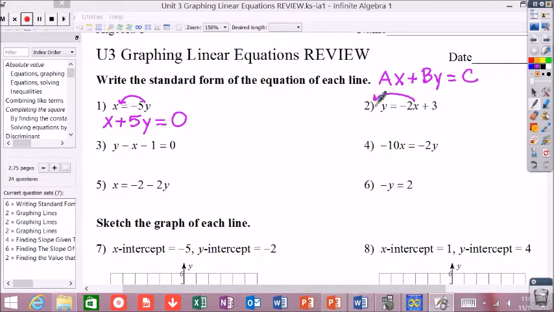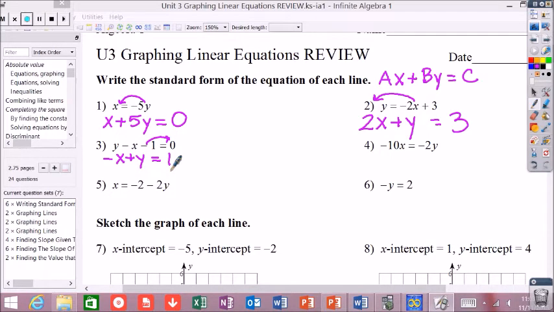For our next equation, we're going to take the negative 2x term and move it to the front. And to move it over, we need to add 2x to both sides. 2x plus y, because the y was positive, equals 3, and that is in standard form. For number 3, I'm going to move the y term and the x term. I'm going to actually flip-flop them.